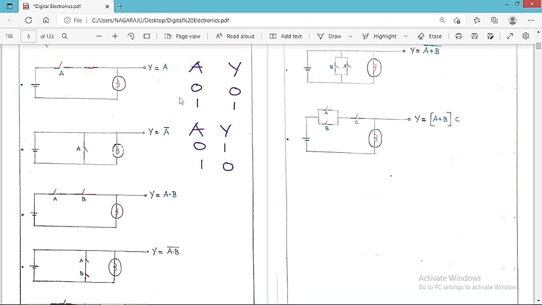Whenever you connect in series, Y is equal to A. Whenever you connect in parallel, it is the complement. Y is equal to A complement or A bar. Suppose I connect two switches in series, then I want to see what is the nature of the output here. So you can see clearly here.